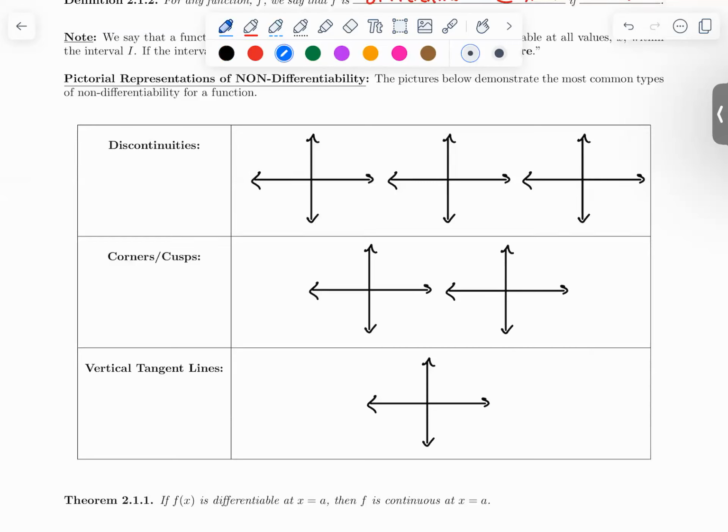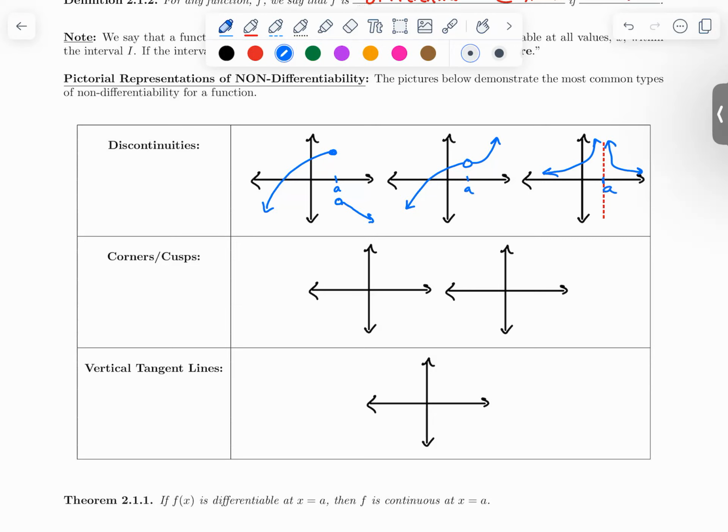So you could have, let's say here is A, you could have a jump discontinuity. Something like that. You could have a hole. Or you could have an infinite discontinuity. You could have something like this. Any of those things would be possible.